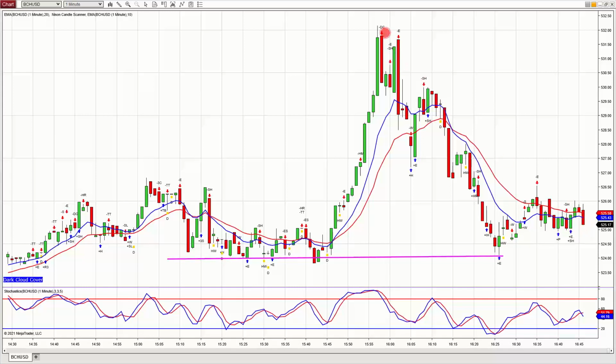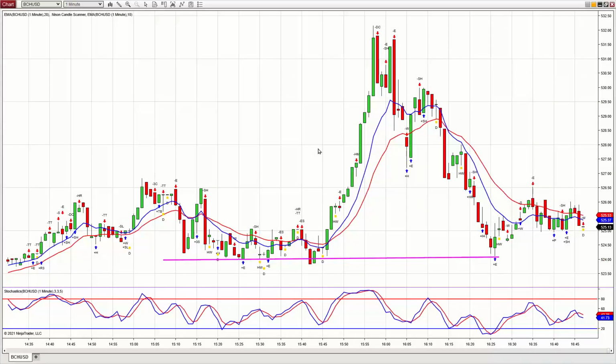There's a 1-minute chart. It's live. We're falling, we're trending in the down direction. Initial target is going to be down here around $524. Absolutely. And I think we got one more chart we can take a look at.